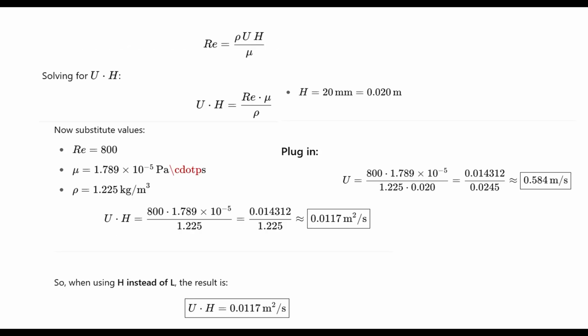First we already know the formula, and then we take the UH value and substitute all the values which are mentioned in this. Based upon that, you get the UH value as 0.0117. As we have already mentioned the H value to be 20 mm for our dimension, mentioning here the 20 mm and then going in this tab, we get 0.584 meter per second. That is basically our input for the inlet velocity.